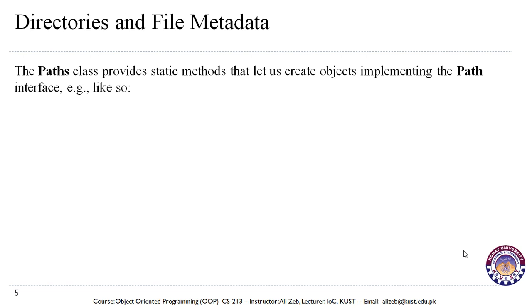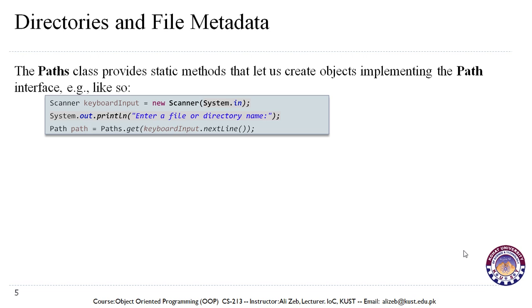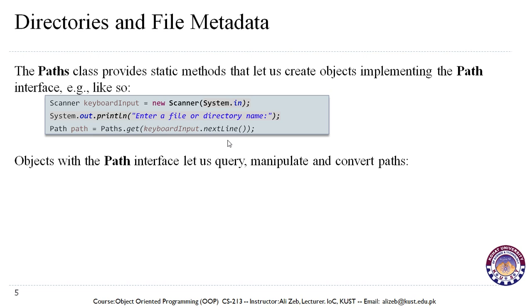The Paths class provides static methods that let us create objects implementing the Path interface. For example, if we look at this code, we have the Scanner class object keyboard input, and if you want to read a file name, then you enter the file name and you can get that path using the get method, the static method of the Paths class, from the input that you provide through the keyboard.